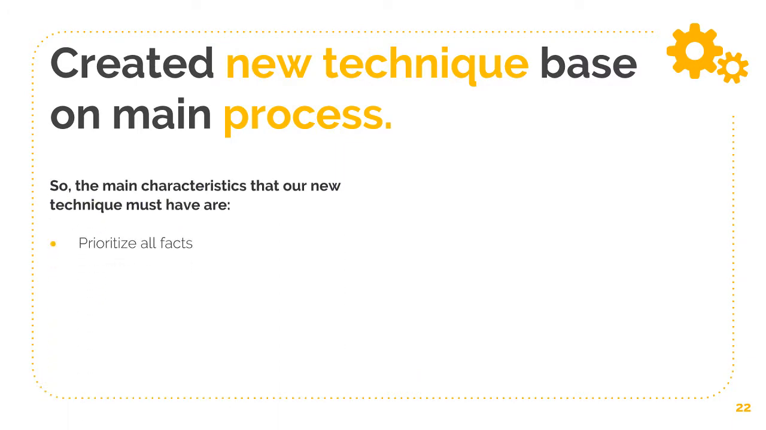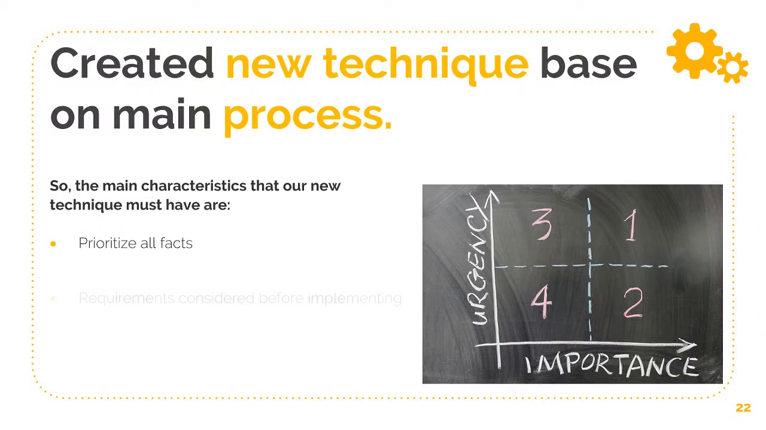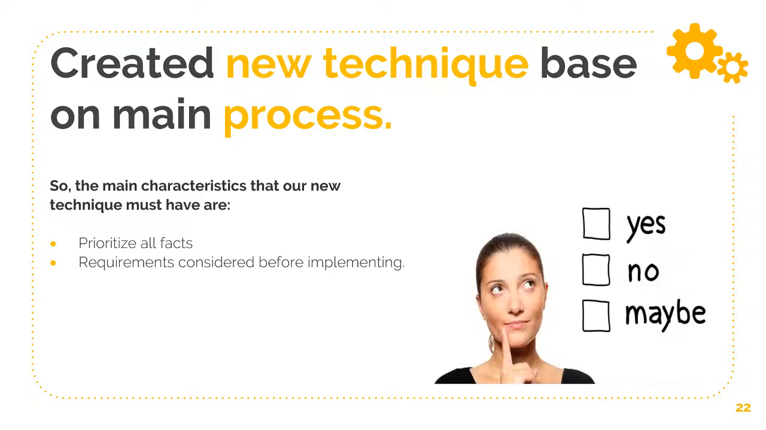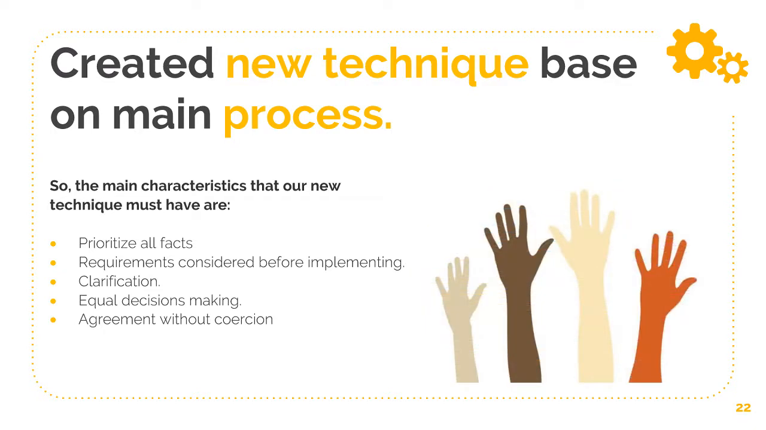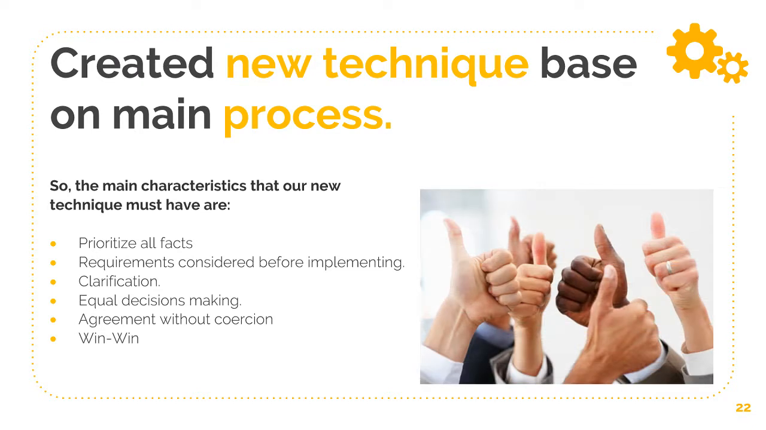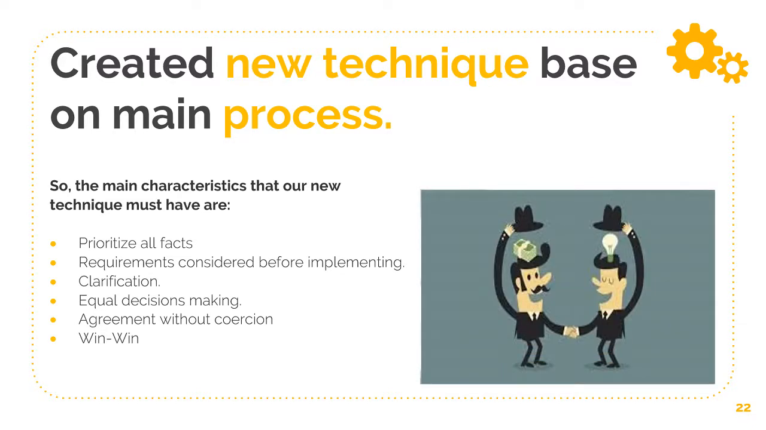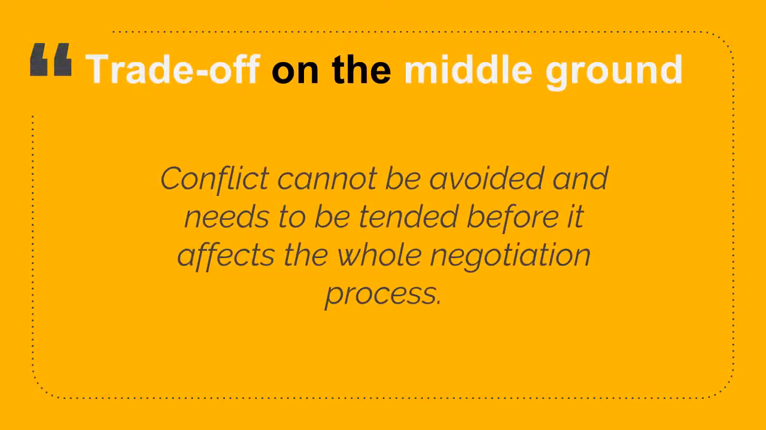It should prioritize all facts. Requirements are considered before they are implemented. Clarification. Equal decision making is offered to everyone. Agreement without coercion, so we don't force anyone to agree without their consent, and we aim to bring a win-win situation. Trade-off on the middle ground is the name of our technique, since conflict cannot be avoided and needs to be tended before it affects the whole negotiation process.